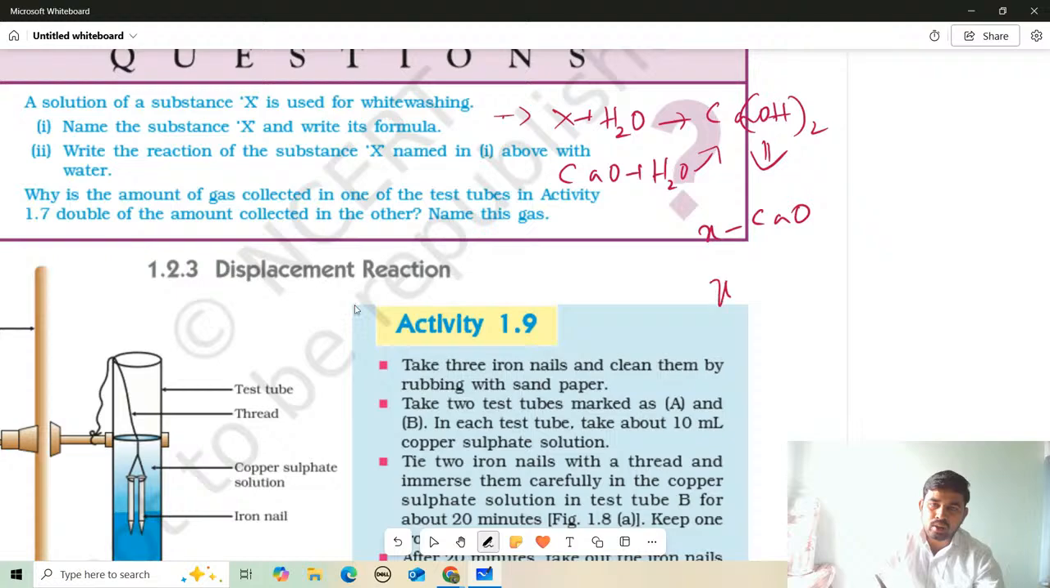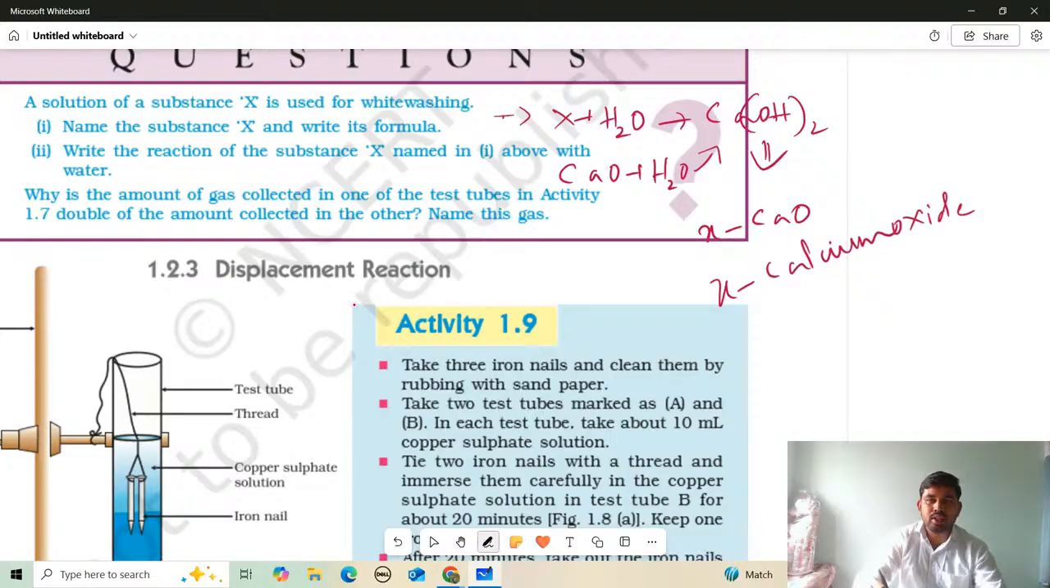What is the X, sir? You should write the name. It is calcium oxide. Name is very, very important. Many times children write whatever answer they like, but CBSE wants exactly what they are asking. Calcium oxide is the name, and then the formula.